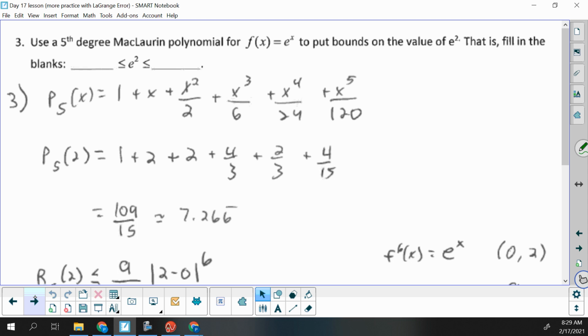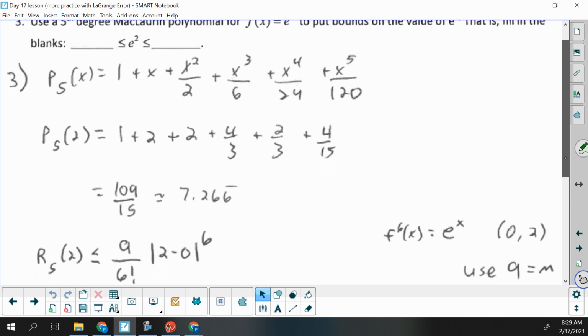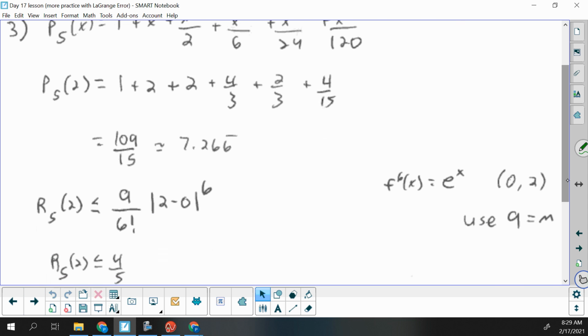So we need to think the interval of 0 to 2 for our 6th derivative of e. Well, nicely, e's 6th derivative is just itself for e to the x. So that's an increasing function. So at 2 is when it will be its largest value. Well, if e is like 2.7 squared, we can be comfortable knowing that 9 is a nice value larger than that, because that would be 3 squared. So we have 9 in the M spot.